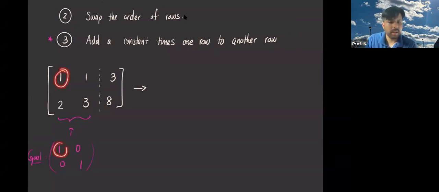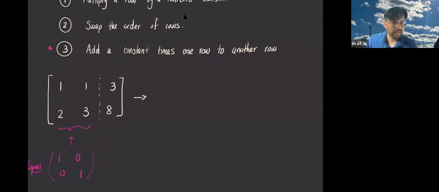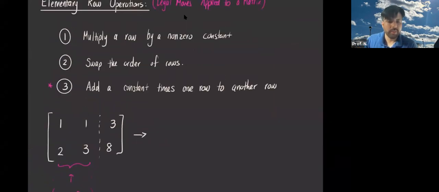You see? What's the problem though? I have a 2 in the bottom. I don't want this 2 no more. I want this 2 to become a 0. So how do I do that? I apply an elementary row operation.